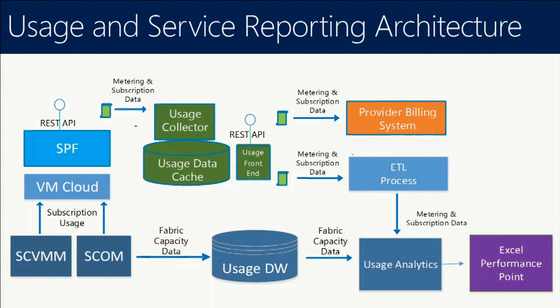There's also capacity information that's directly grabbed from Ops Manager via an SSIS job. It runs on a schedule and grabs Ops Manager data warehouse data and also puts that in the usage data warehouse. So both the data from the subscriptions and the Fabric capacity data can be analyzed via the normal BI methods from Microsoft, right? So like Excel and PerformancePoint, and then you can do your reporting from there.